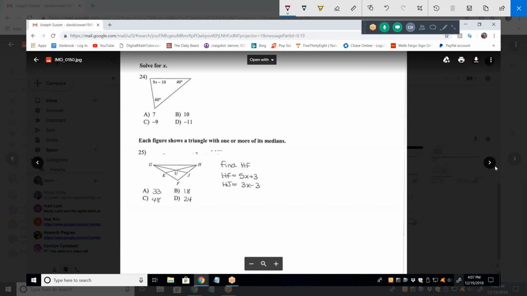Each figure shows a triangle with one or more of its medians. Some of these lines that cross this big outside triangle are both medians. What does median mean? Half, like it's in the middle. That can mean a couple different things. It means it bisects the opposite side, it splits the line. In other words, that is equal to that. Those angles are not equal. And this is equal to that, by definition of a median. A median goes from a vertex to the middle of the opposite side.